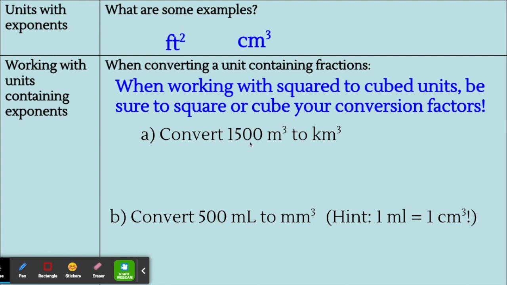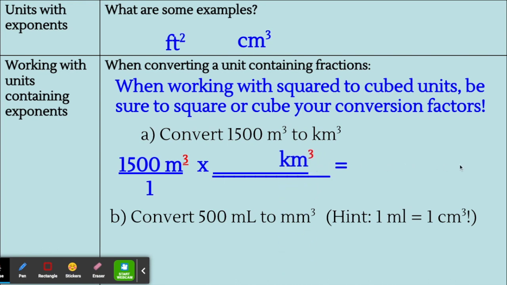So letter A wants us to convert 1500 meters cubed into kilometers cubed. So I'm going to go ahead and write my fraction. I have 1500 meters cubed times my ratio. If I have meters cubed on top here, that means I need meters cubed on the bottom over here, which means I need kilometers cubed on top. I can see that I have kilometers cubed on top and meters cubed on the bottom.